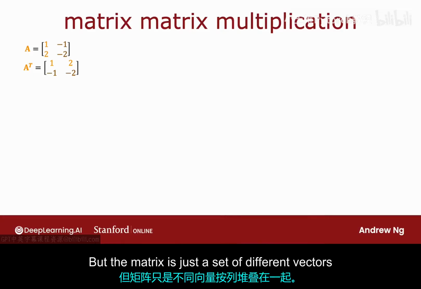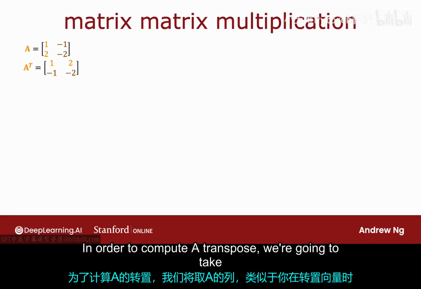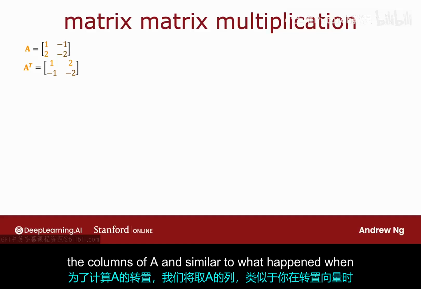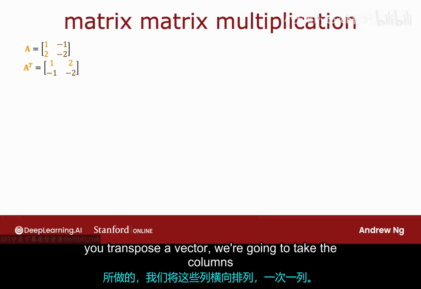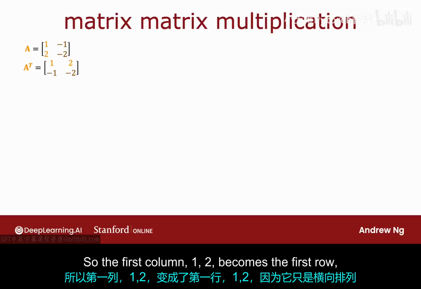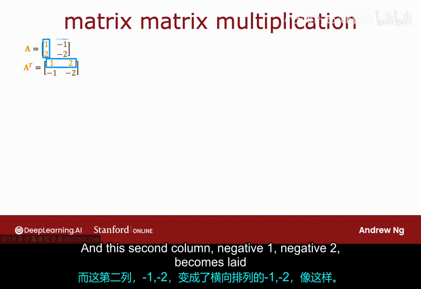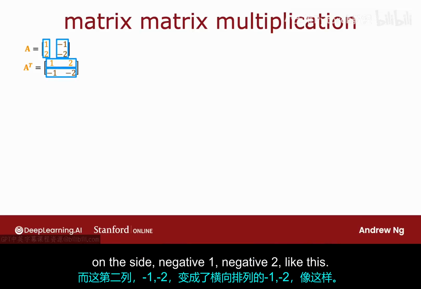But a matrix is just a set of different vectors stacked together in columns. So first, let's figure out what is A transpose. In order to compute A transpose, we're going to take the columns of A, and similar to what happened when you transpose a vector, we're going to take the columns and lay them on the side, one column at a time. So the first column, 1, 2, becomes the first row, 1, 2, because it's just laid on the side. And this second column, -1, -2, becomes laid on the side, -1, -2, like this.